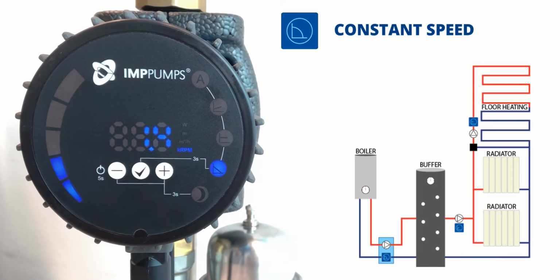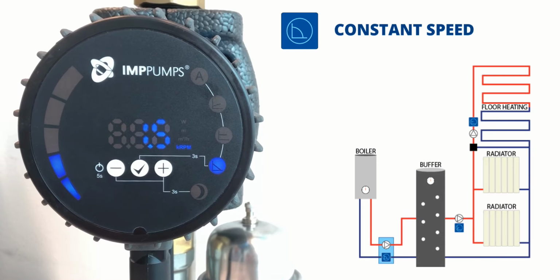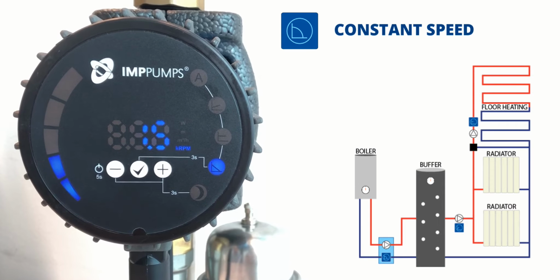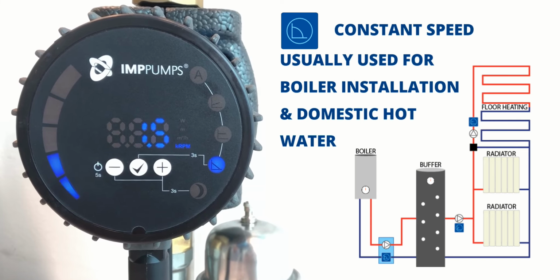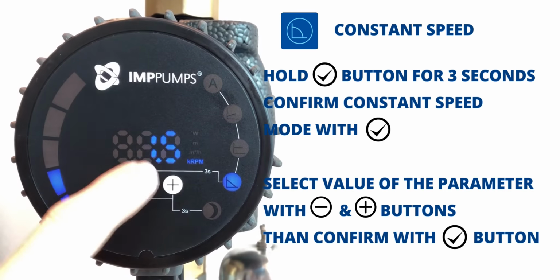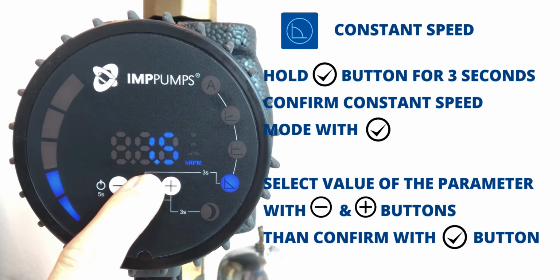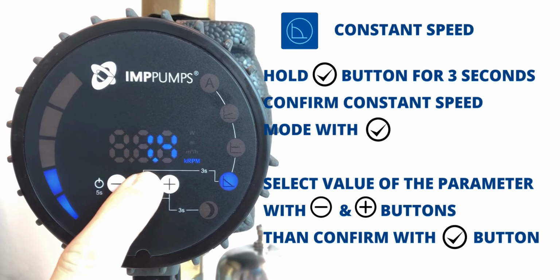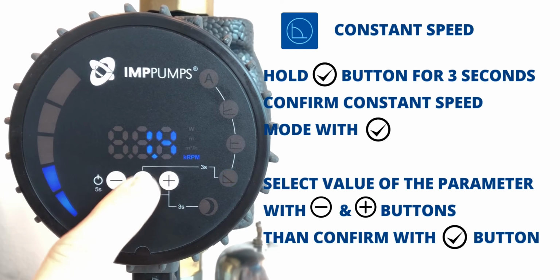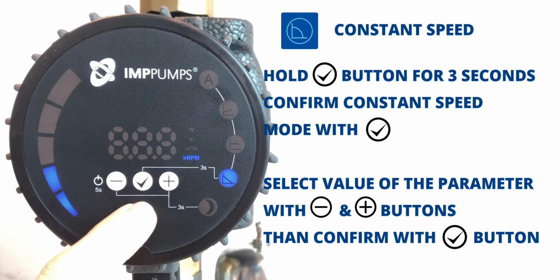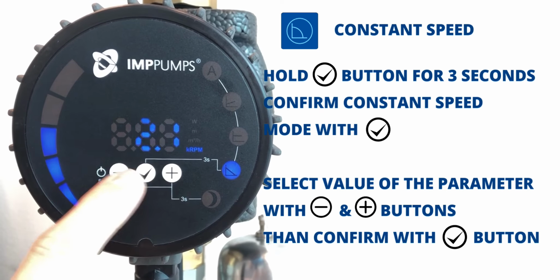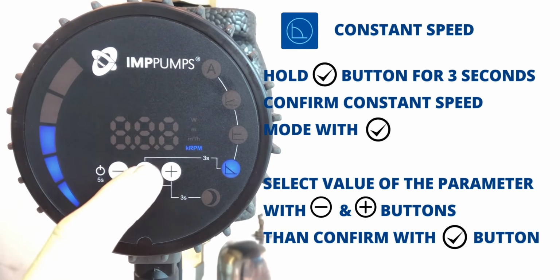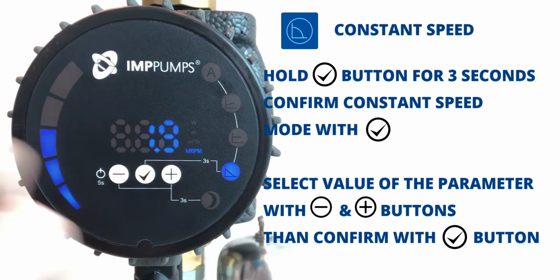In constant speed mode, the pump operates with the currently set speed. In the unregulated mode, we can only set the speed at which the pump will operate. It's usually used for boiler installations and domestic hot water. To set the speed, you have to enter the mode by pressing the middle button. Then you confirm it, and then you choose your RPMs. And then you confirm it again.